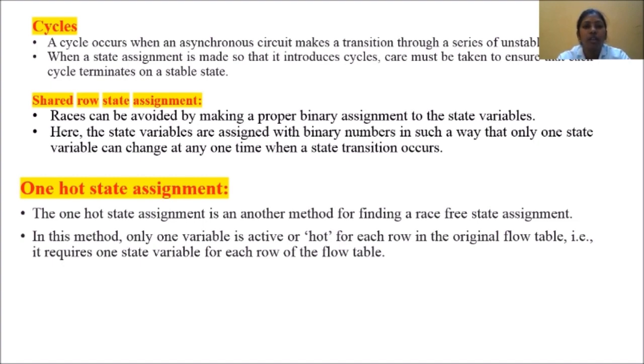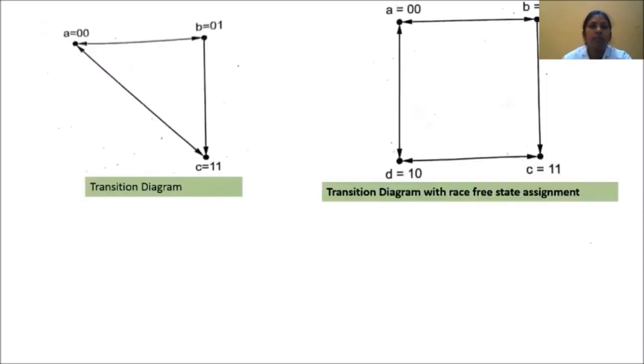And the other method is called the one-hot state assignment. In a one-hot state assignment, only one variable is active or hot for each row in the original flow table. That is, it requires one state variable for each row of the flow table. Additional rows can be introduced to provide single variable changes between internal state transitions. So this comes under the one-hot state assignment. The figure denotes the transition diagram with the race and without the race. So the addition of one stable state will eliminate the presence of races.